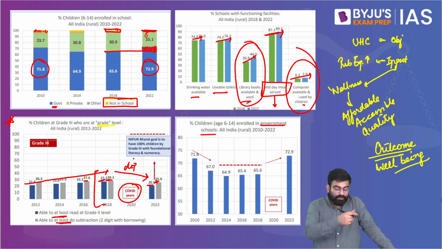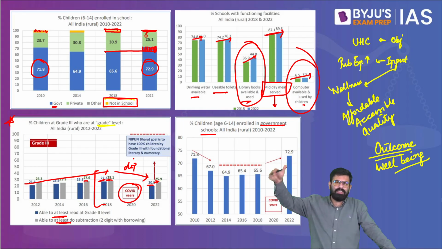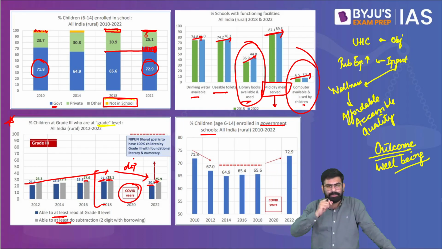And particularly, you have to think about the dip, because there can be various factors which are static, like teaching skills, etc. Think about the dip that has happened.